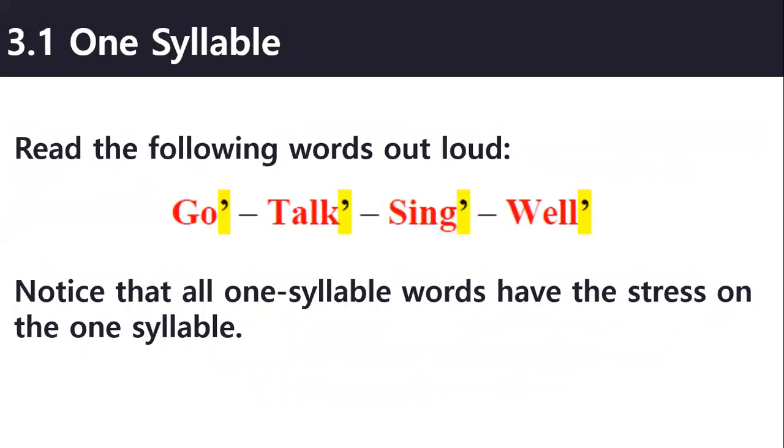One syllable. We have the words go, talk, sing, well. Notice that all one-syllable words have the stress on the one syllable. So these are one-syllable words, and the word is stressed on that one syllable. That's the apostrophe that is highlighted in yellow. It will indicate stress from now on.